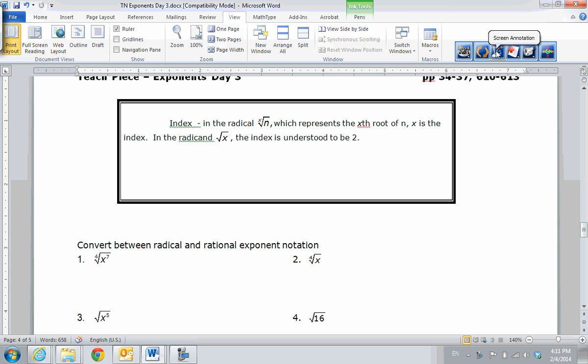All right, party people. Today we're doing some more exponents. You have to know all those rules. So if you don't have your foldable out, go and get that out, and we'll get started.